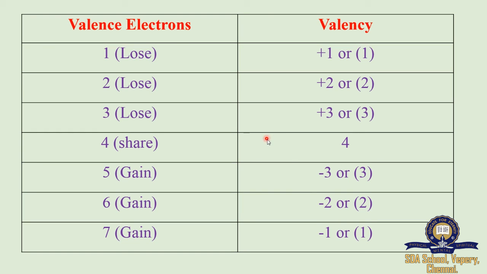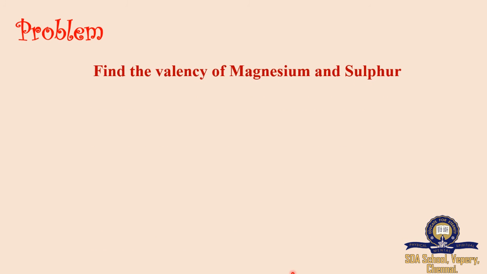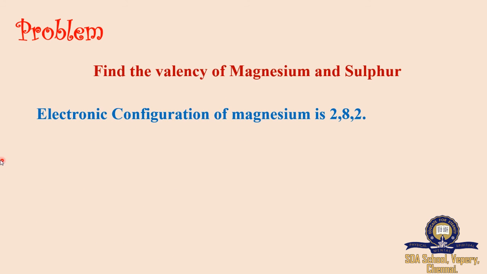So let us solve one problem related to it. The question is, find the valency of magnesium and sulfur. Electronic configuration of magnesium is 2, 8, 2. So 2 is in the first shell, which is the K shell, 8 is in the L shell, and 2 is in the M shell. Therefore the valency is 2, since the outermost shell has 2 electrons. So the valency would be 2.